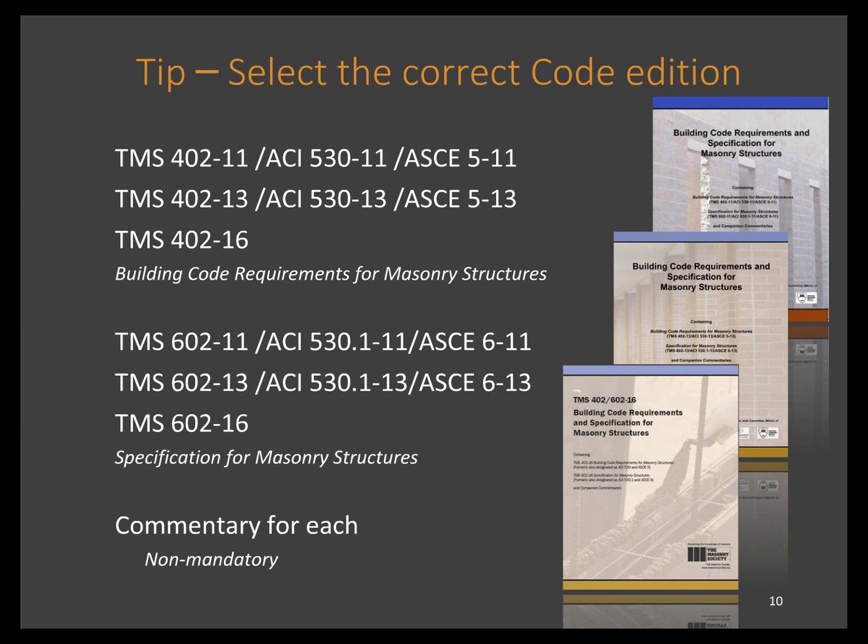In the 2016 edition, TMS became the sole sponsor, with the blessings of ACI and ASCE. I will tend through the presentation to just say TMS 402. I will also say TMS 602 if we're talking about the specification. The number there at the end after the 402, for example, TMS 402-16, is talking about the edition of the TMS document. That would be referenced in the 2018 IBC. So I'll try and point out through the program which edition we're talking about.